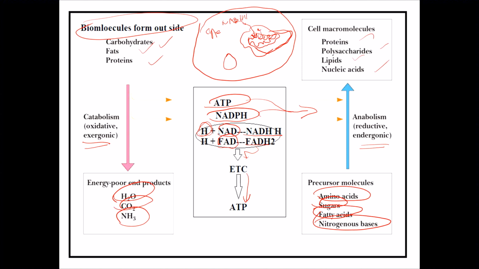The transport of the hydrogen of NADH and FADH from the cytoplasm to the mitochondria uses shuttle pathways. So they can't go directly, but rather they go through the shuttle pathways.